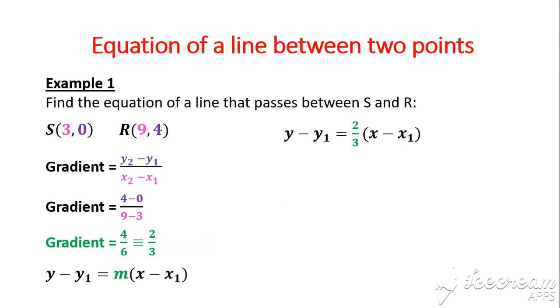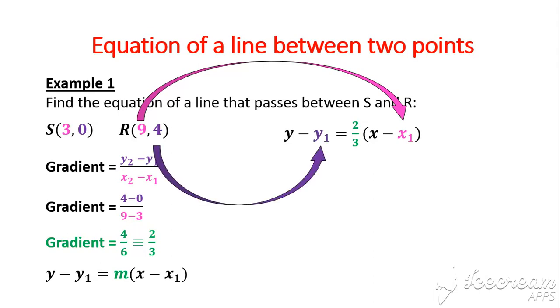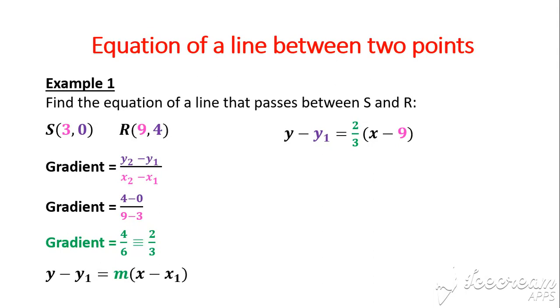Right, well, what's the next thing we can do? The next thing is we take one of these points, either S or R. Doesn't matter which one. You can choose one or the other. I tend to usually pick something like S because it's got a 0 in it and it makes life a bit easier sometimes. But in this video, I'm going to carry on and use the point R. And we're going to substitute in what is x1 and y1. Now, x1 is the x coordinate of the point we're using, and y1 is the y coordinate of the point we're using. So in this example, x1 is going to be 9 and y1 is going to be 4. Now again, you could have used the other point S and used 3 and 0 instead. It would have given you the same equation of the line.